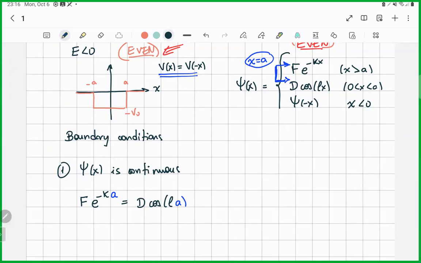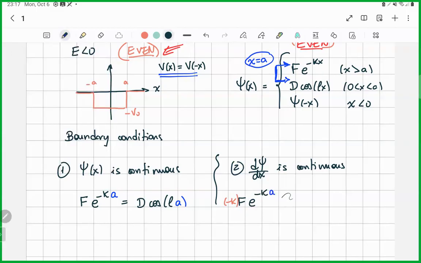The other condition is that the derivative of the function is also continuous at a. The derivative is discontinuous only in those cases where the potential becomes infinite. But this is not the case here. That was the case for the delta function potential, but not here. So let's do this derivative. The derivative of the part for x larger than a is F times minus kappa, and then we have the function exponential of minus kappa a.